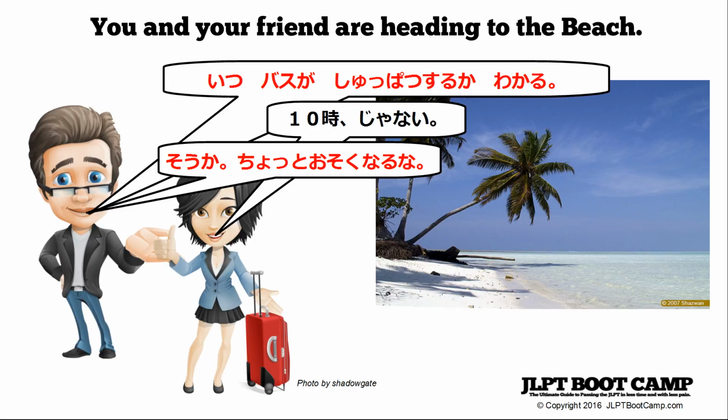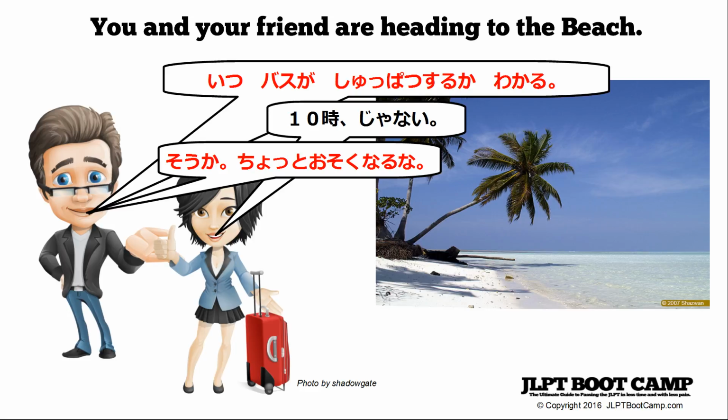And your friend responds, "Juji," so ju is 10, ji is hour. In this particular case, it means o'clock, so at 10 o'clock. And janai, she's checking that information. So in English, we might say, "It's 10 o'clock, right?"